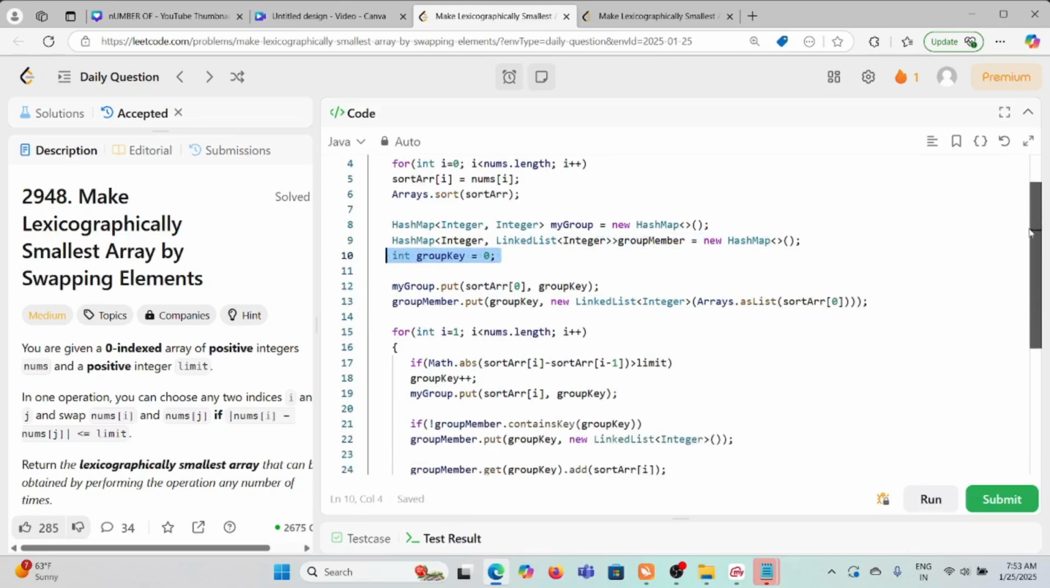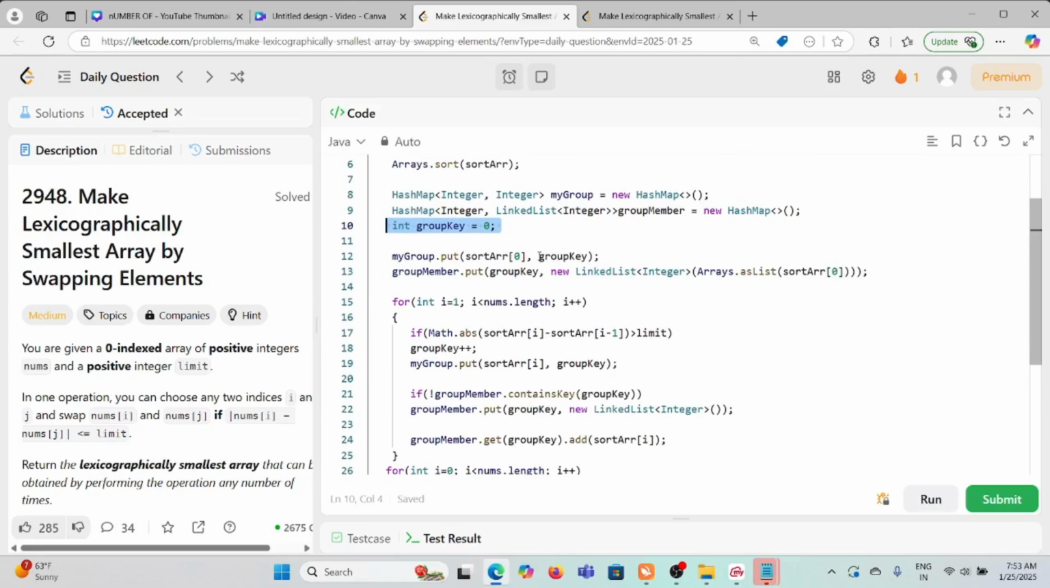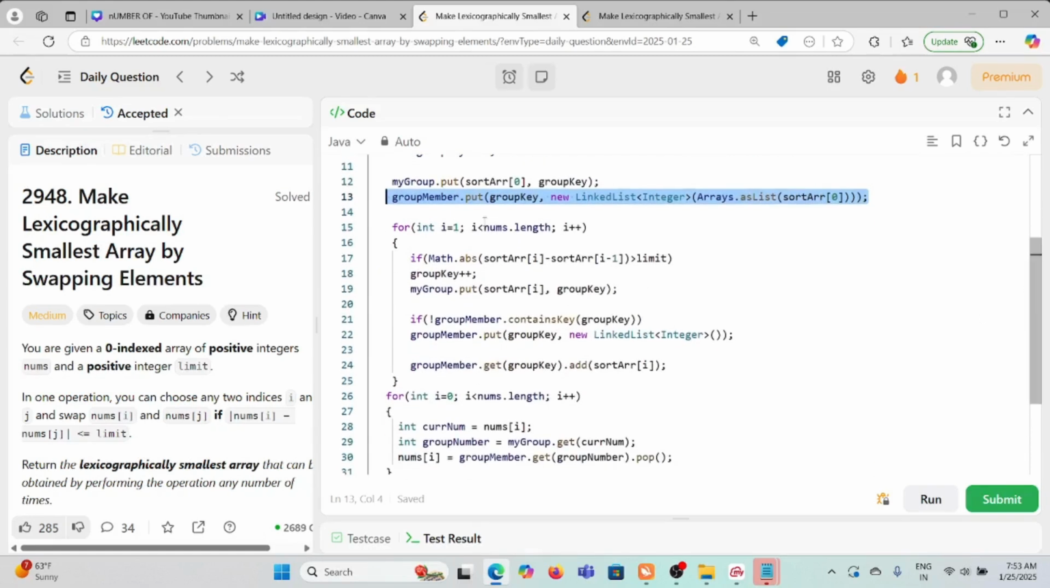So we are starting and I'm putting the very first number. What is the group ID for the very first number? Anyway, we are starting with 0. So for the first guy I have put the group key equal to 0, and then I just created this list for the first group, group key 0. The first number I have put in the list. Initially only one guy would be there. Then we are starting from the second position.